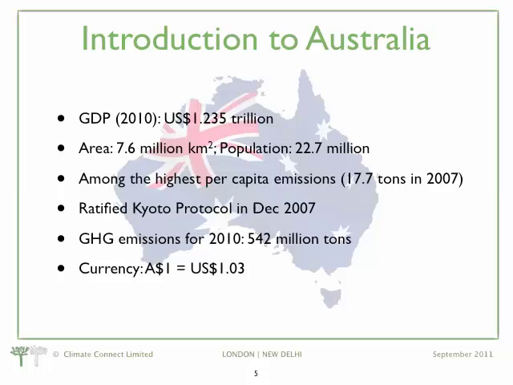Introduction to Australia. Australia's GDP in 2010 was $1.235 trillion. Its area is 7.6 million square kilometers with a population of 22.7 million. It has among the highest per capita emissions, with 17.7 tons in 2007. Australia ratified the Kyoto Protocol in December 2007. In 2010, Australia's greenhouse gas emissions were 542 million tons.